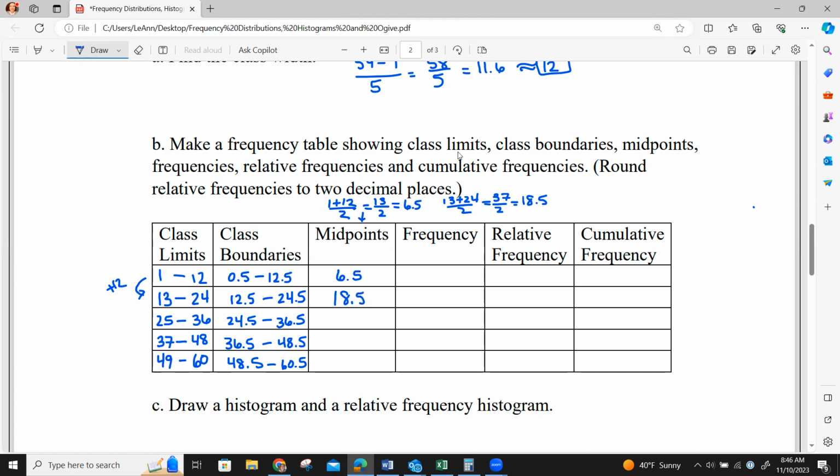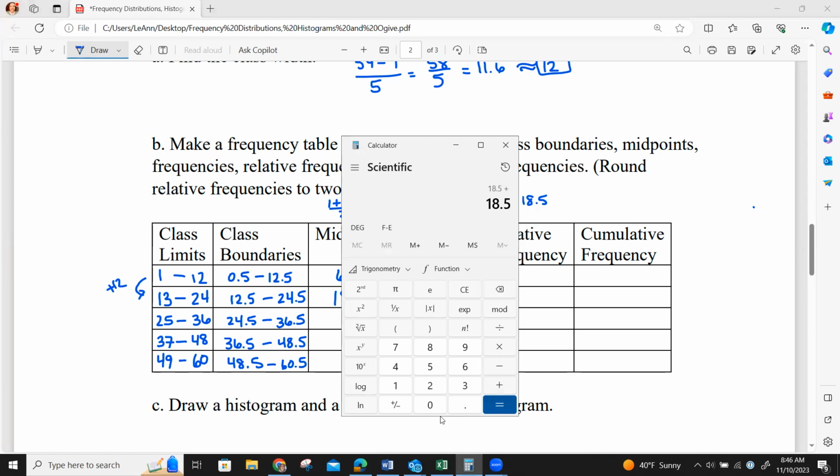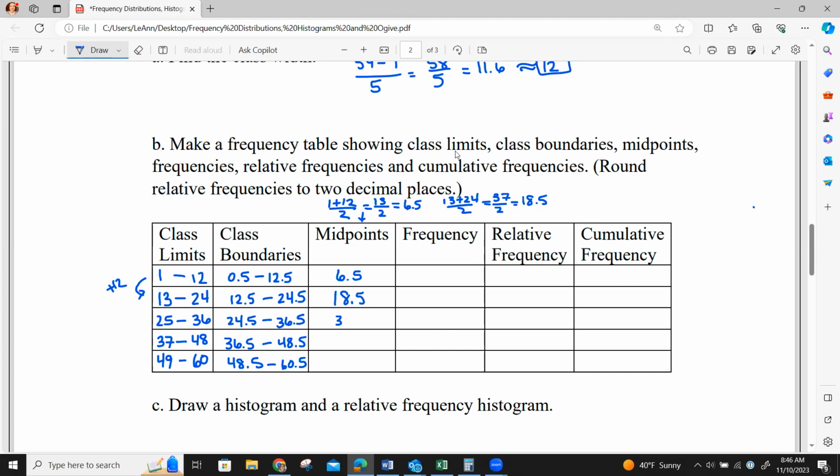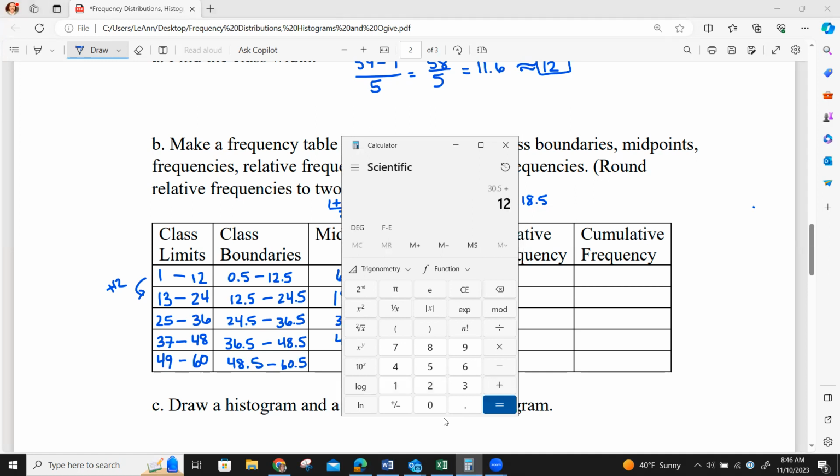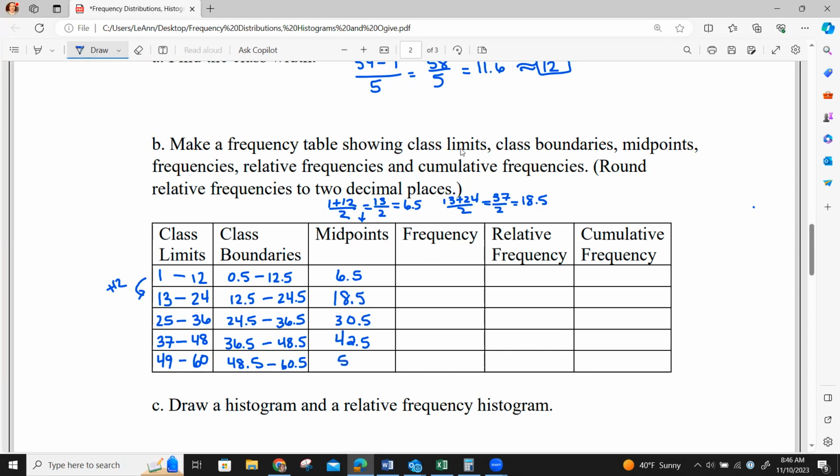This is also increasing. If everything's uniform over here, this is going to also be increasing by our class width of 12. So we could just keep adding 12 to get the rest of these, or we can do it by the formula. So that would be 30.5 is halfway between 25 and 36. Add another 12, that's going to be 42.5, halfway between 37 and 48. And if we add 12 again, we get 54.5. So there's all of my midpoints.